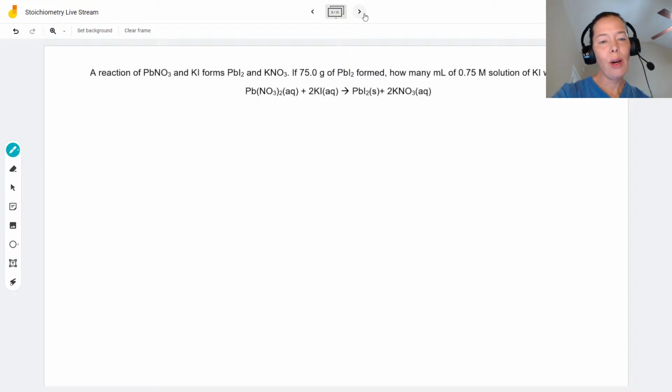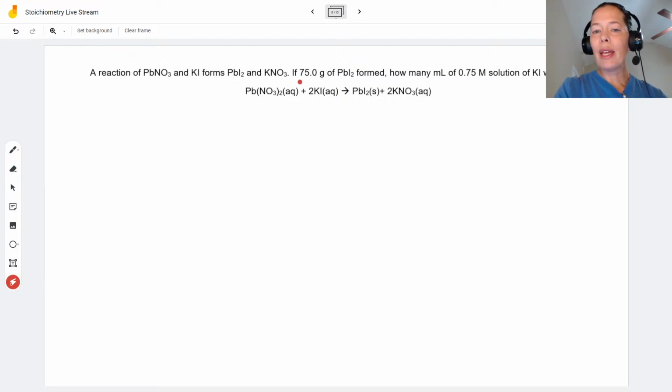Okay, so a reaction of lead nitride and potassium iodide forms lead iodide and potassium nitrate. If 75 grams of lead iodide formed, how many milliliters of a 0.75 molar solution of potassium iodide was used? Okay, and there is our chemical equation. This one is going to be the same, but again, a little bit of a twist.